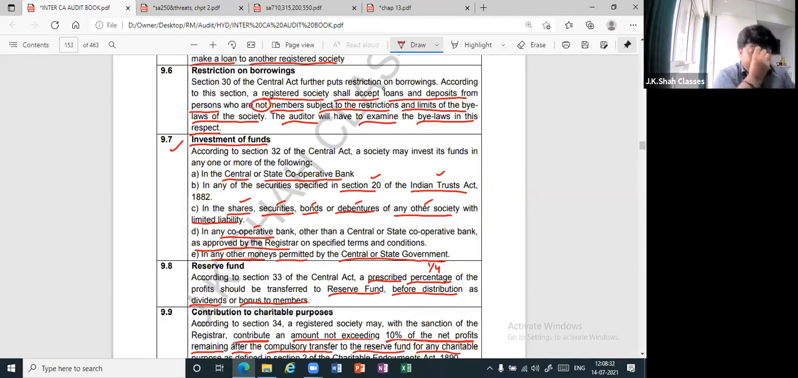Now, whenever they collect the funds, can I say some funds should be kept aside for emergency purposes? They will have to reserve some money. They should not invest all the money. That is known as the reserve fund. So you will have to keep some money in the reserve fund. How much? It is a prescribed percentage which should be transferred to the reserve fund before distributing any dividends or bonus to the members. How much is the percentage? Minimum one fourth. In other words, 25%.